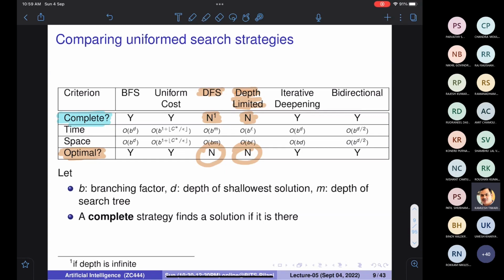What is their space and time complexity, that we have discussed when we were actually discussing the thing. So this is the same kind of thing. Any questions on that?